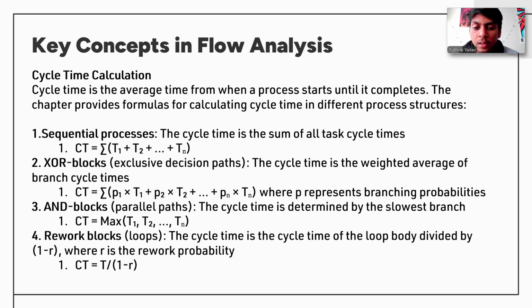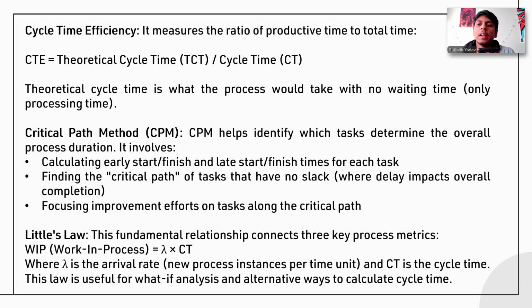Rework blocks, loops, the cycle time is the cycle time of the loop body divided by 1 minus r, where r is the rework probability. CT is equal to t by 1 minus r. And another key concept is cycle time efficiency. It measures the ratio of productive time to total time, where we get to understand if the cycle time is actually efficient, and if the process is actually optimizing its time and using it as effectively as possible. Theoretical cycle time, TCT, divided by cycle time.